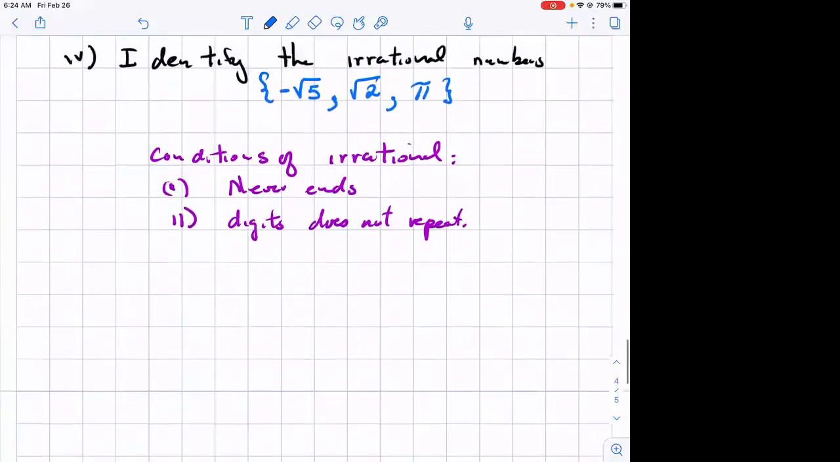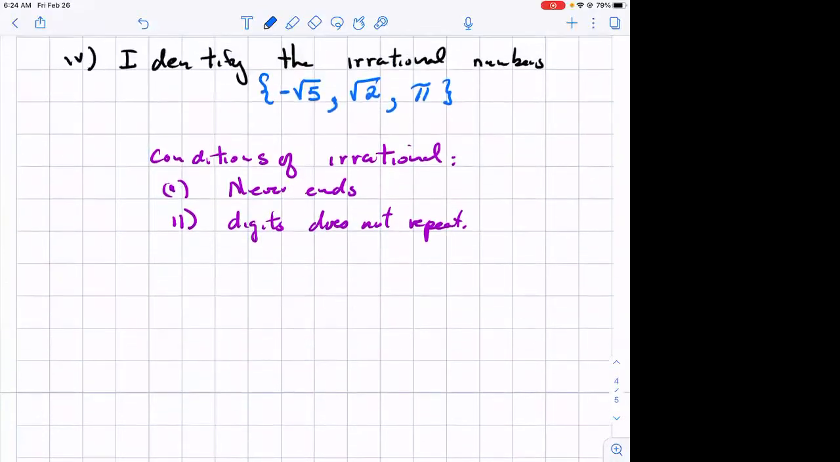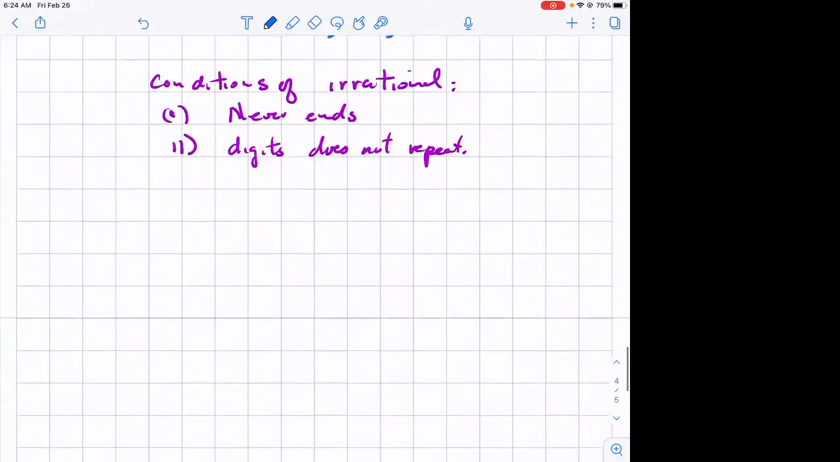Now, once you have a solid idea of what a rational number is, you should know how to plot numbers on a number line. And that's something I don't plan to go through in this video. Okay. Any real number can be placed on the number line, right?